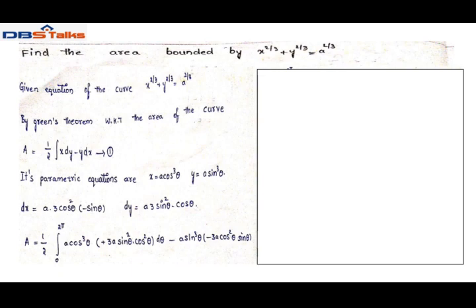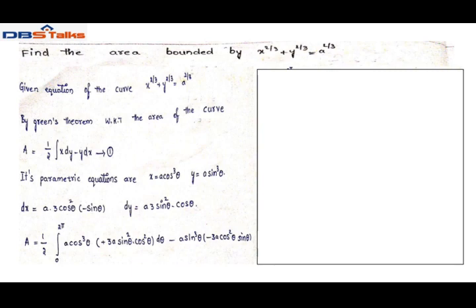So, we take the parametric equations x = a cos³θ, y = a sin³θ. Differentiating, dx = a, a constant, times the derivative of cos³θ, which is 3 cos²θ times the derivative of cosθ, that is minus sinθ. And dy = a times the derivative of sin³θ, which is 3 sin²θ times the derivative of sinθ, that is cosθ dθ.